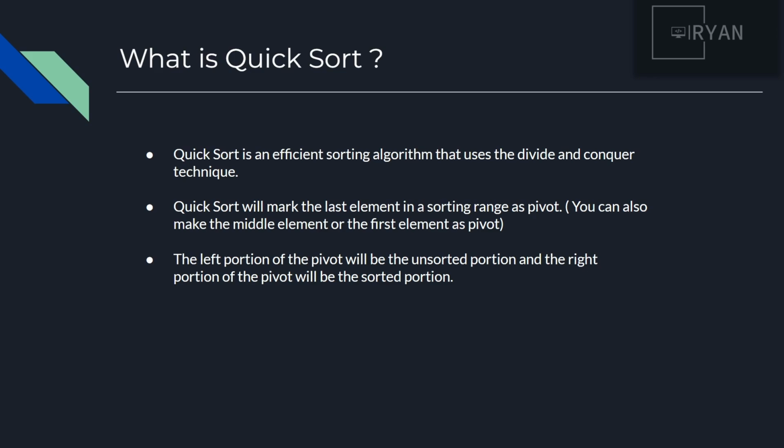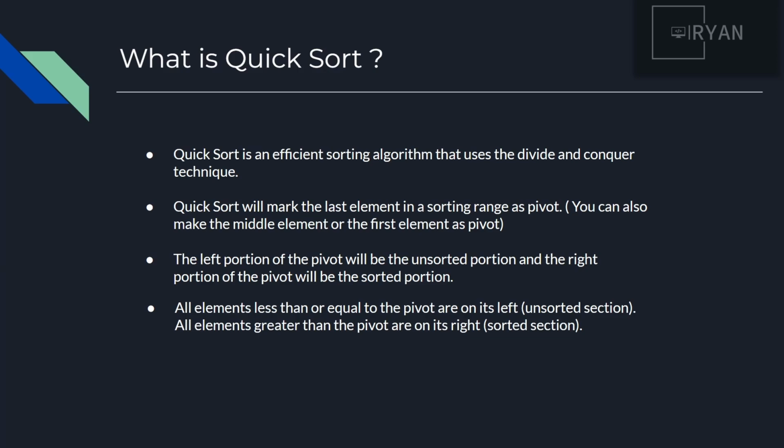Next, the array will be divided into two sections, the left portion and the right portion. The left portion contains elements less than or equal to the pivot, and the right portion contains elements which are greater than the pivot. But here's the interesting part. Initially, the left portion would be unsorted, and the right portion is already sorted relative to the pivot.